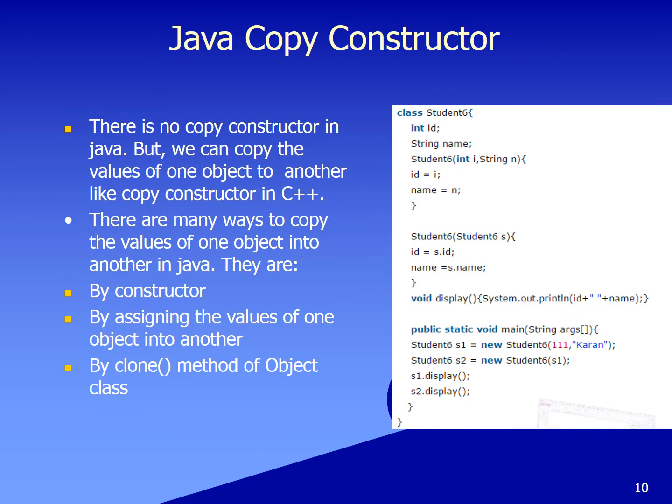Now, copy constructor. What is a copy constructor? There is no copy constructor in Java, but we can copy the value of one object to another like a copy constructor in C++. Everyone knows that C++ supports copy constructors, but Java does not. There are many ways to copy the values of one object into another in Java: by constructor, by assigning the value of one object to another, and by the clone method of the Object class.